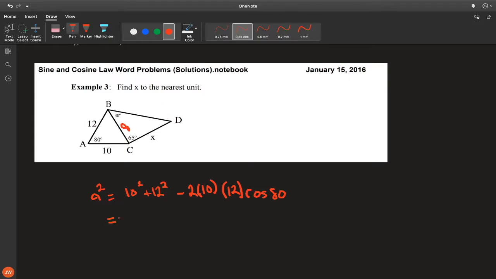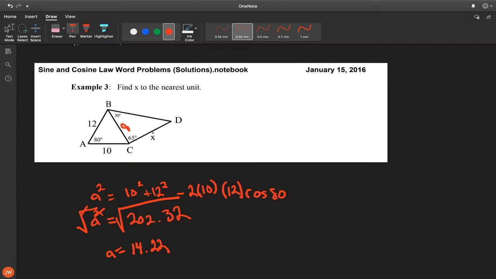Now this is equal to 202.32. And now we have to take the square root of a squared because we want a, not a squared. So take the square root of both sides. This and this cancel. And the square root of 202.38 is 14.22. So side BC, or little a, is 14.22.